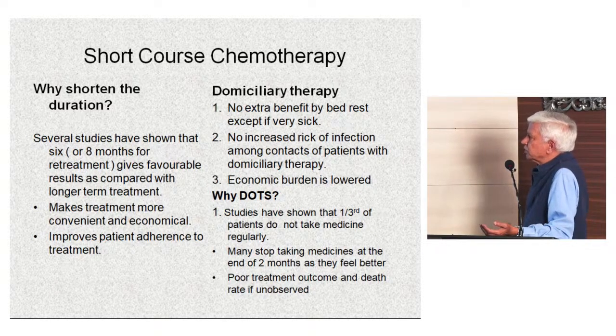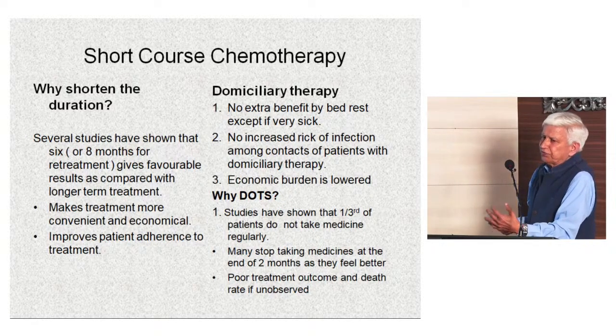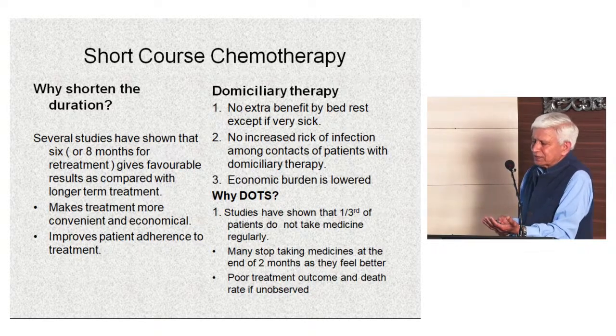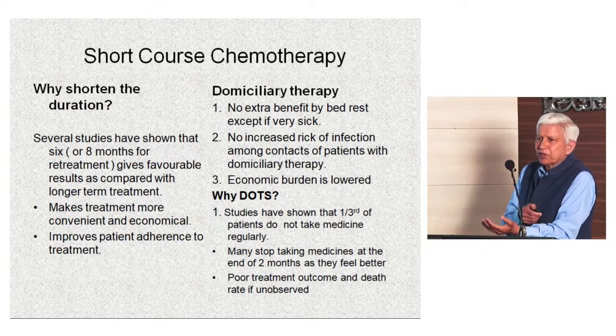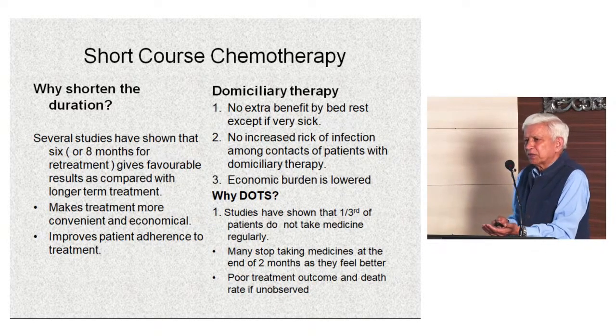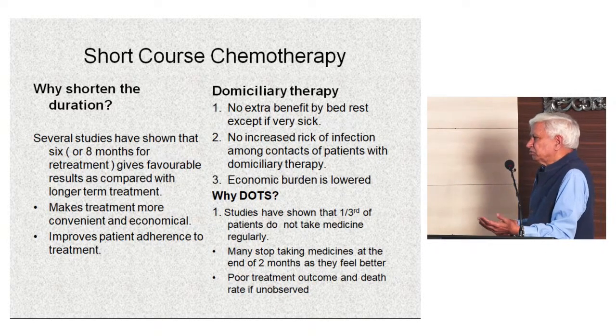There is no increased risk of infection among contacts of patients with domiciliary therapy, you see. Because they say the chances of infecting many people are less once you are diagnosed. And once the diagnosis has been made, the patient has already infected several of his colleagues, friends, family members, etc. And the moment you diagnose, you will start treatment, so that then becomes negative, etc.